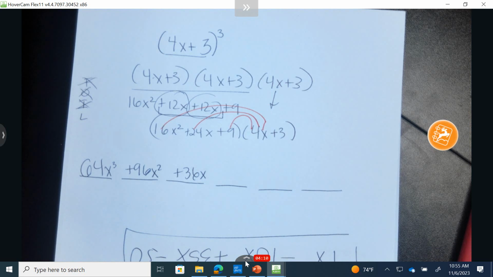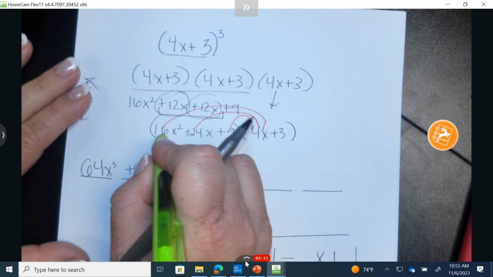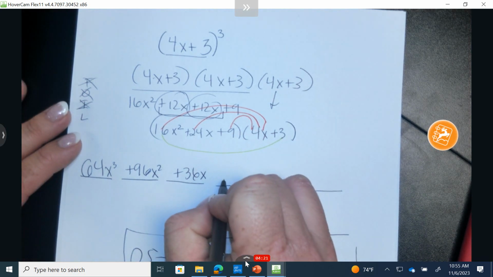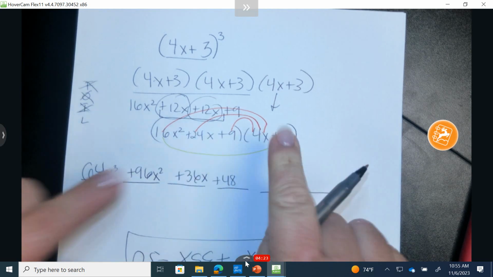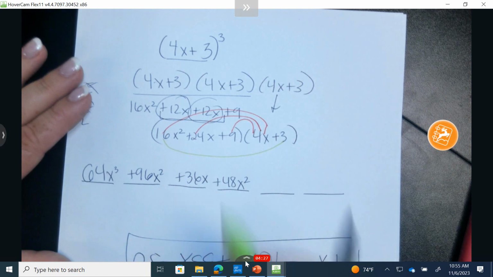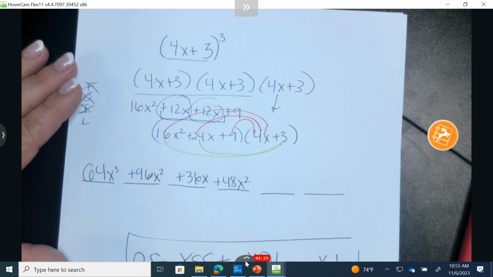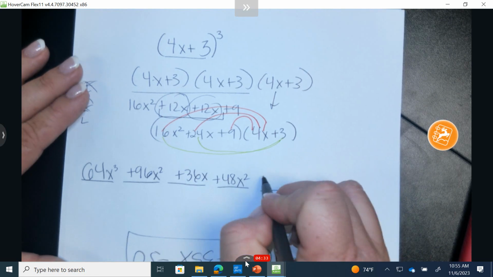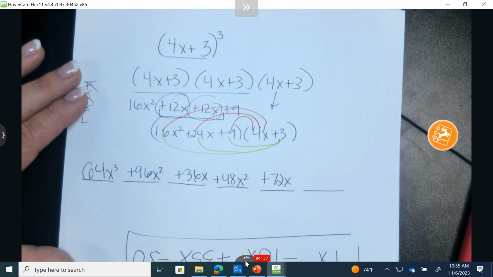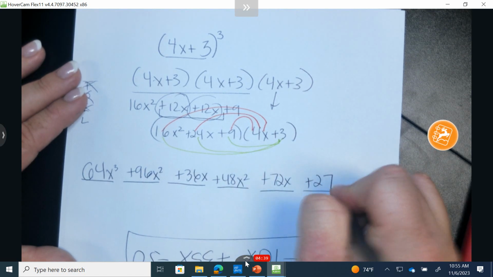Now I'm going to do the inverted 3 more triangles. I haven't used this, so I'm going to go right here. So 16 times positive 3 is, you're helping me out here, 48. And we have an x squared. 24 times 3 is 72, and we have 1x. 9 times 3 is 27.